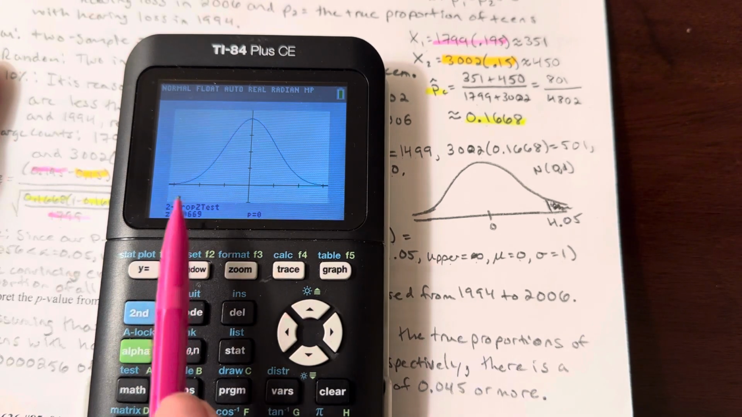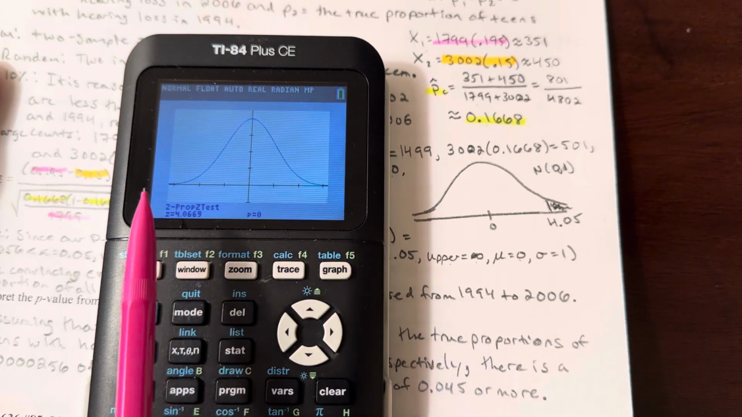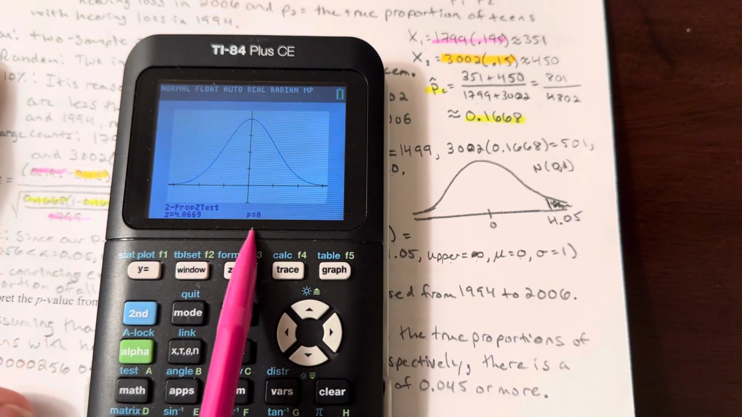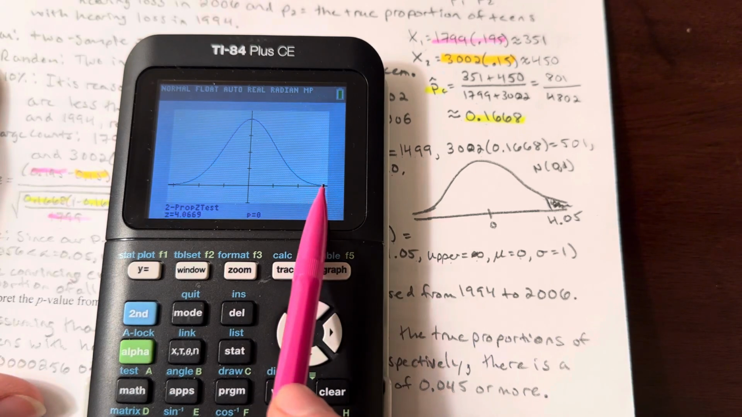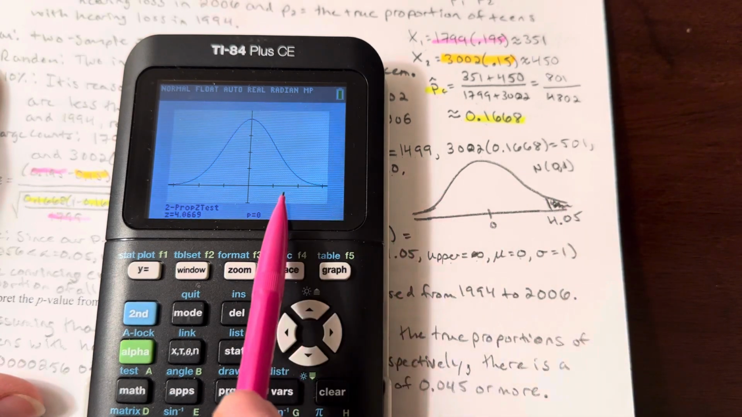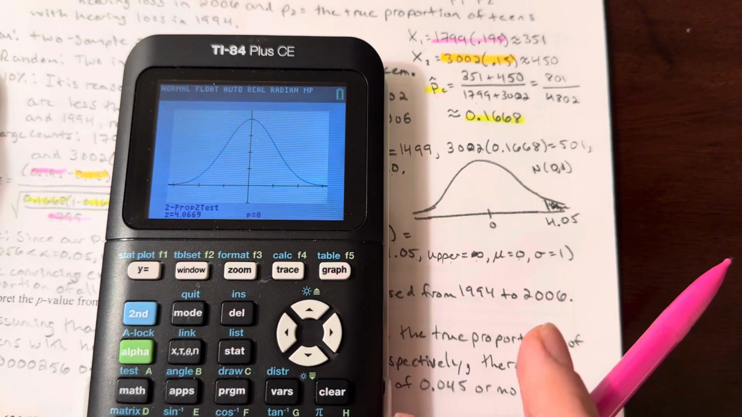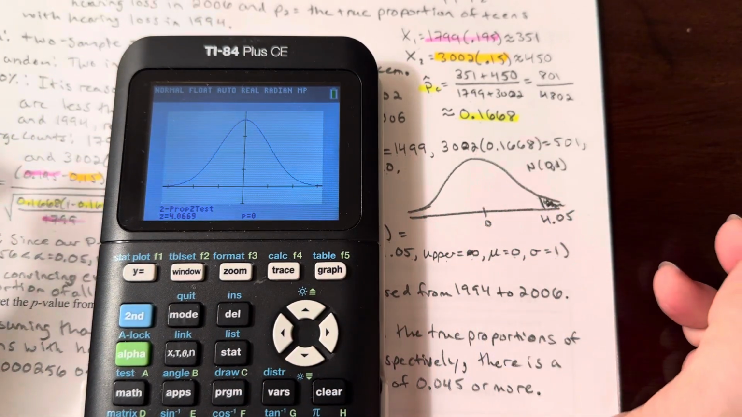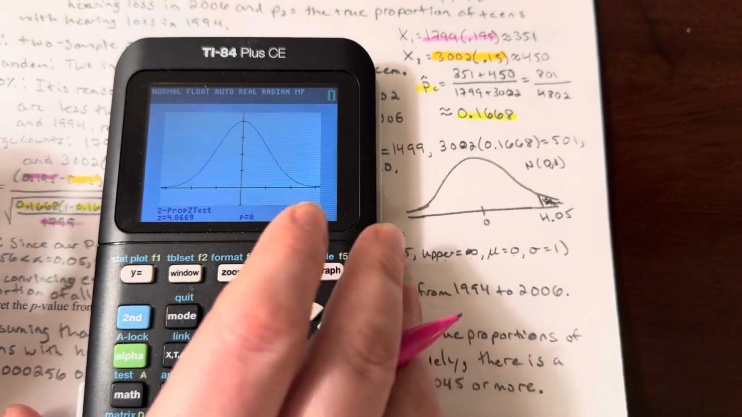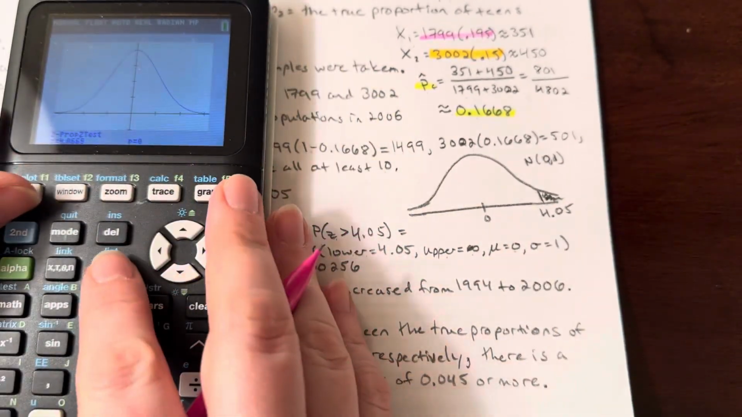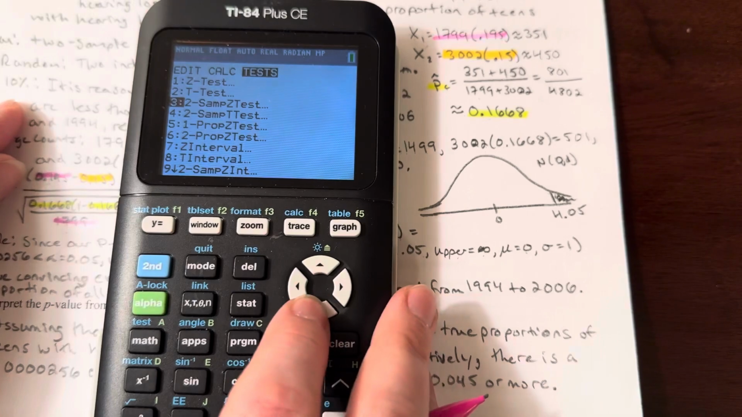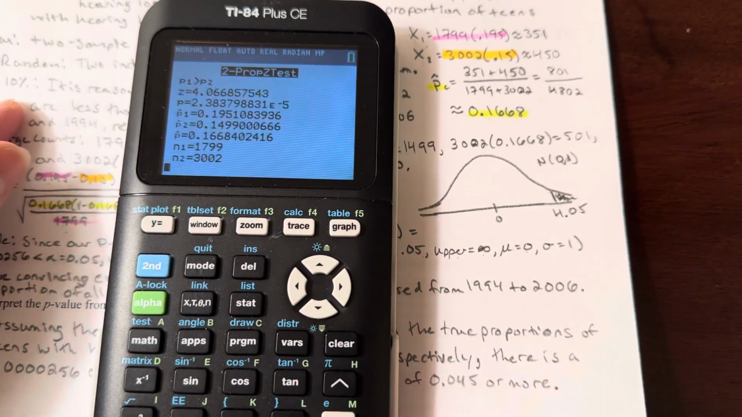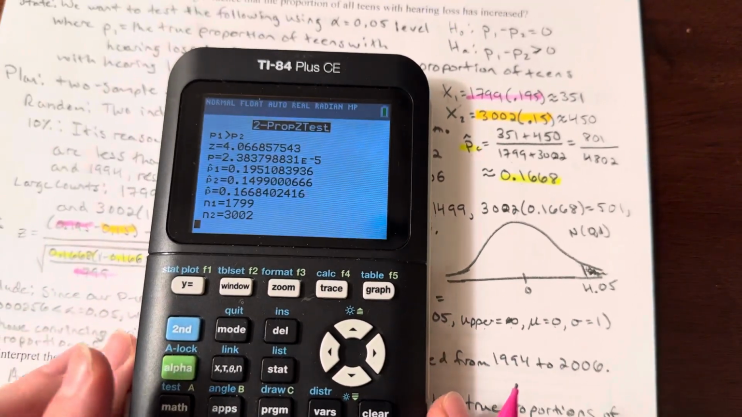So it's sketching out my normal curve, and it's showing me the z-score. The p-value is so small it's approximately 0. And it's not really even showing the shading because it's so far out there, it's beyond the 3 standard deviations. All right, that's why I didn't actually show my 3 standard deviations within the sketch. You can also just do the calculate side of this, and it gives you a whole bunch of information.